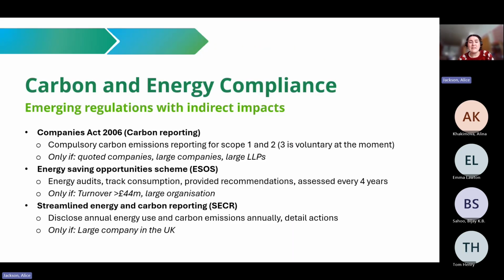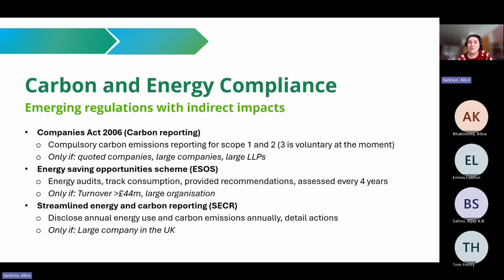So some of these things are about carbon and energy compliance. That tends to be a couple of these first ones. The Companies Act from 2006 requires large organisations, so quoted companies on the stock exchange, to do compulsory carbon emissions reporting across only scope 1 and 2. So only the energy and fuel and the purchased electricity. So it tends to be things you can find on your bills and quite easily provide information for. And that requires annual reporting at that level from large organisations.